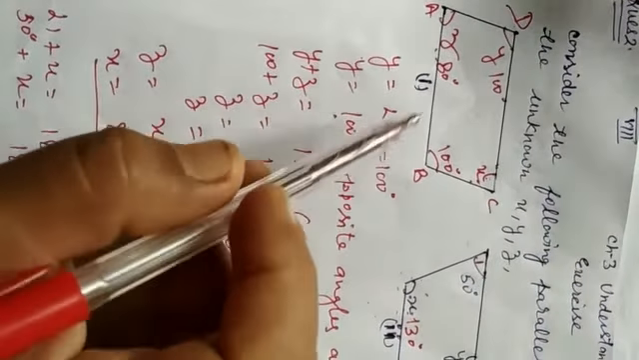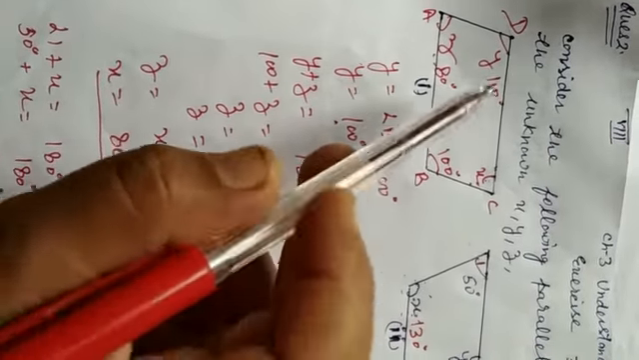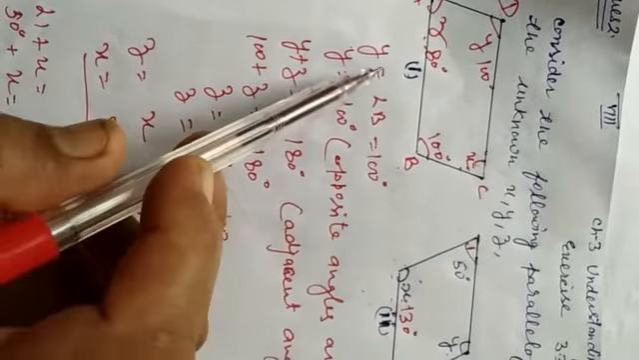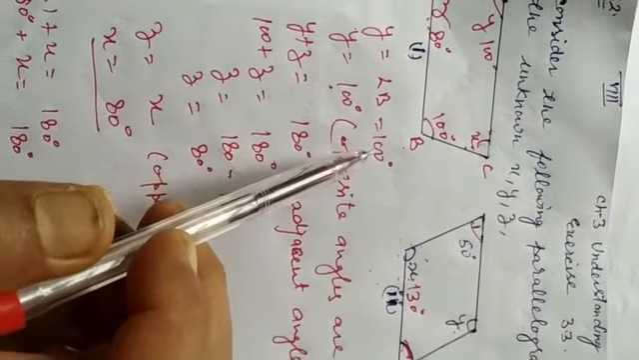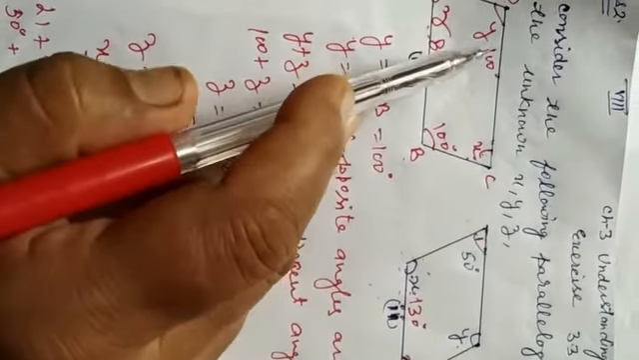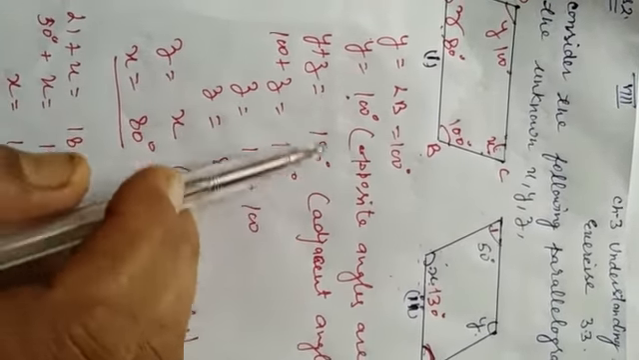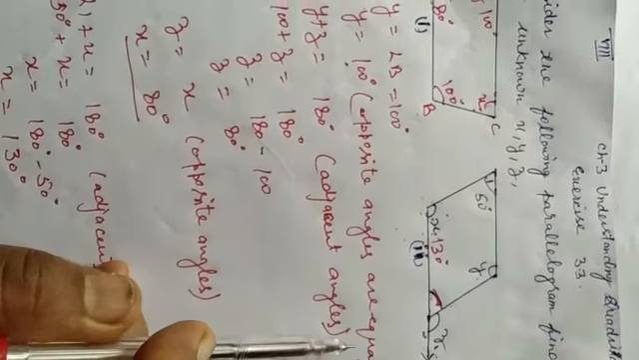As we know that the opposite angles are equal in a parallelogram, angle B and angle Y will be equal. So angle Y and B both will be 100. These both are opposite angles, so angle Y will be 100 because opposite angles are equal in a parallelogram.